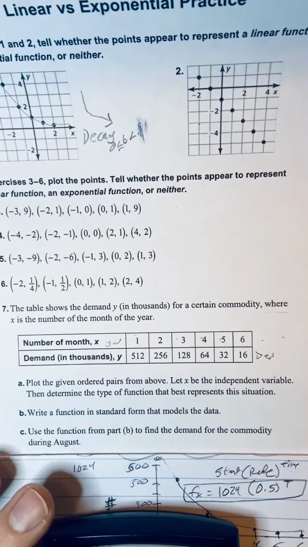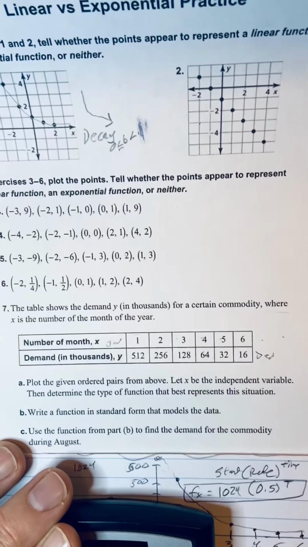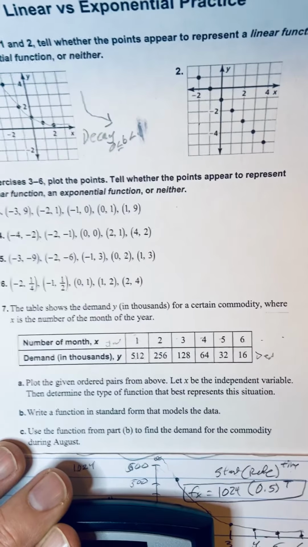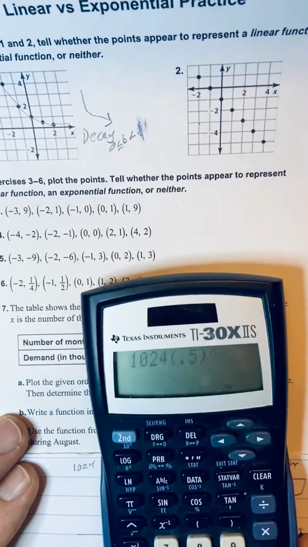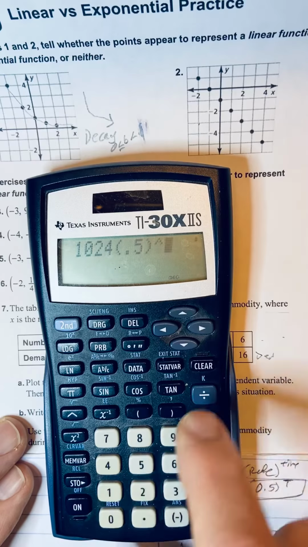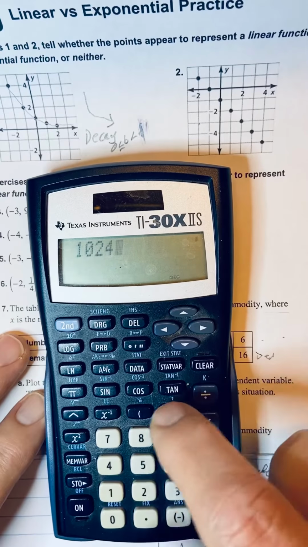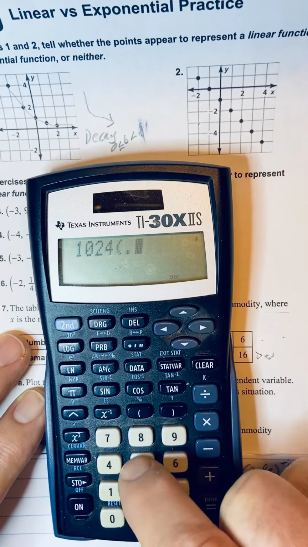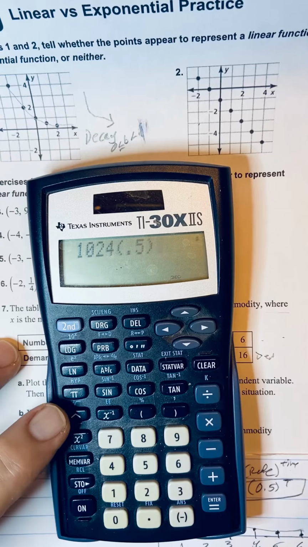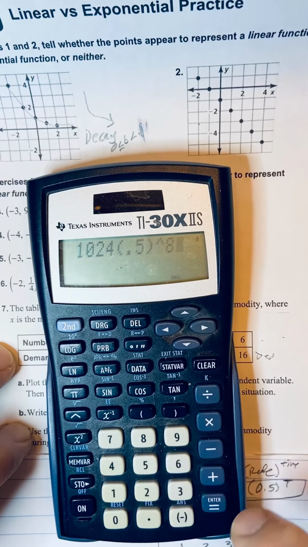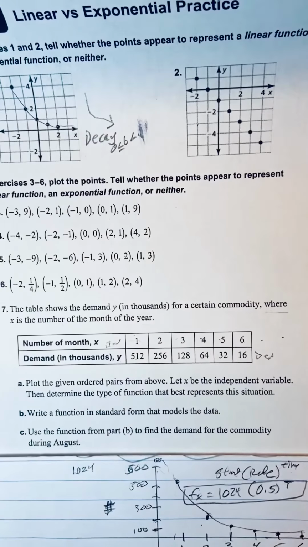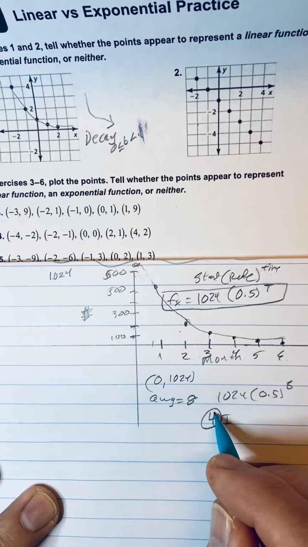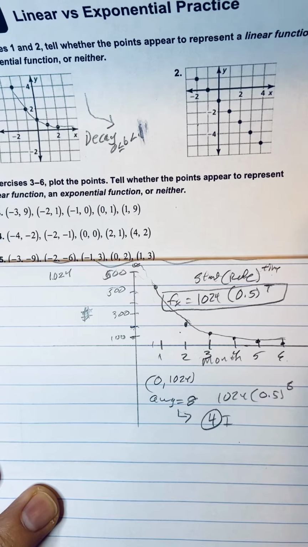And so if we have our handy dandy calculator, we clear it. And we take 1024, parentheses, 0.5, close parentheses, up arrow right here. Oh, you're not seeing any of this. All right, I'm going to clear this. 1024, parentheses, 0.5, close the parentheses, this up arrow right here, and we're going to put in 8. And enter, and the answer is 4. So there's 4 in August. So in August, 4 units.